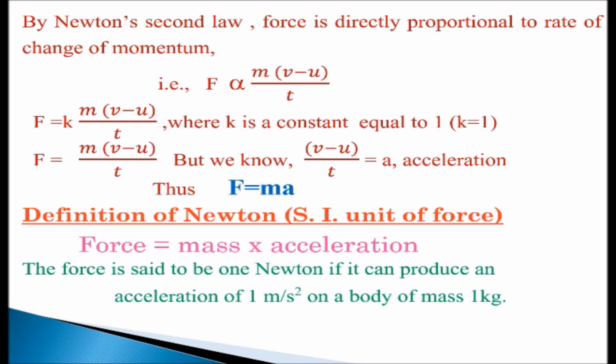Therefore, we will get the equation as F is equal to ma. This is the equation for force. The SI unit of force is Newton. The force becomes 1 Newton when the mass is equal to 1 kilogram and the acceleration is equal to 1 meter per second square. So the force is said to be 1 Newton if it can produce an acceleration of 1 meter per second square on a body of mass 1 kilogram.